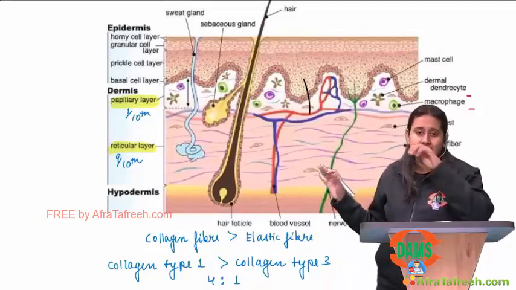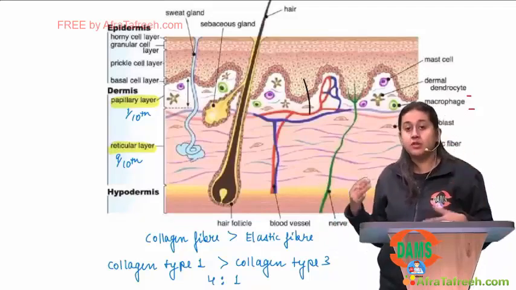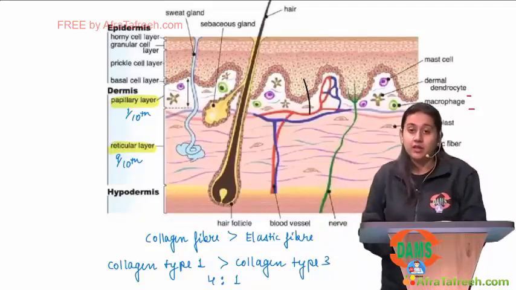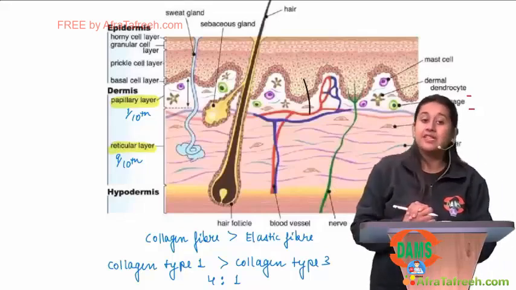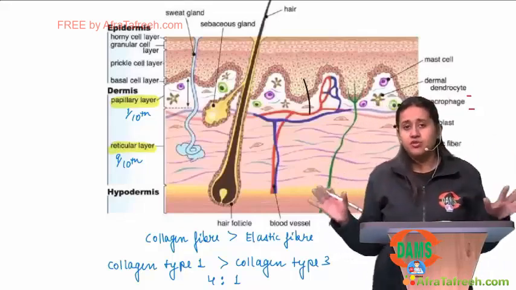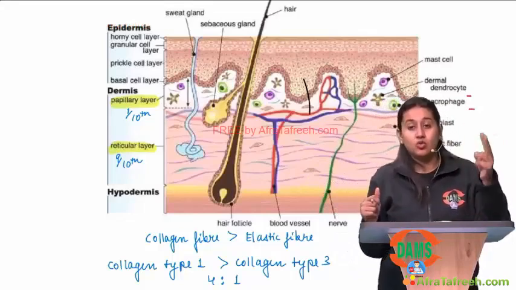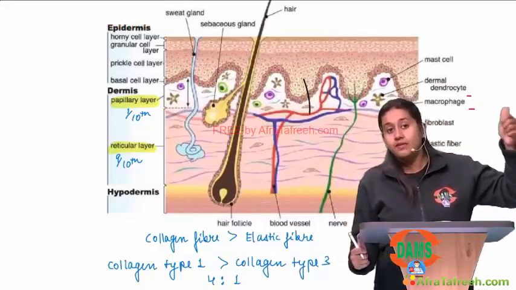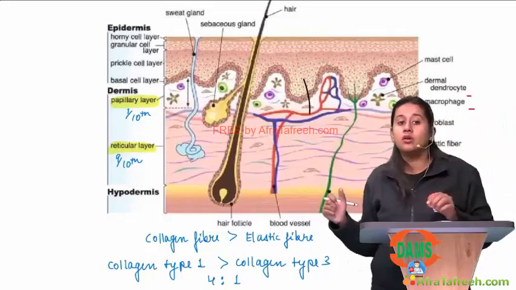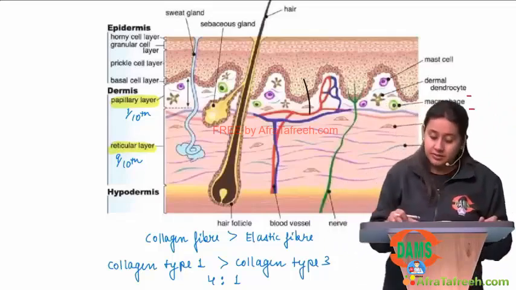Okay, so that is brief. We will discuss the different types of collagen later in detail when we discuss the different diseases. But for now, just remember that dermis has 2 components. The upper 1/10 is the papillary dermis. The lower 9/10 is the reticular dermis.